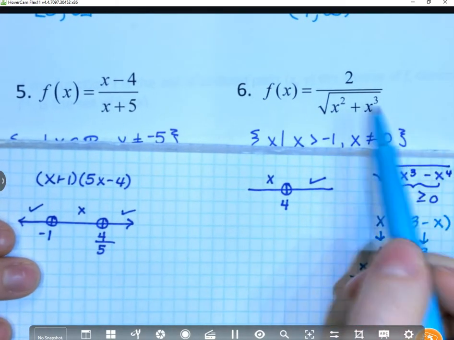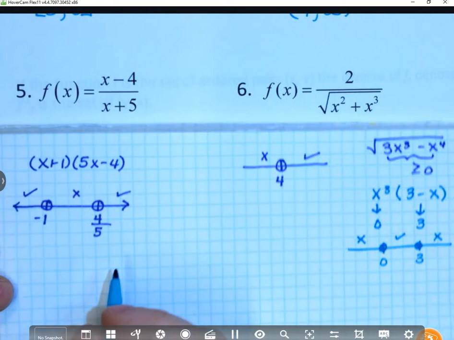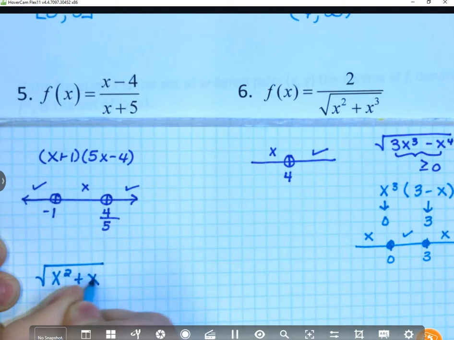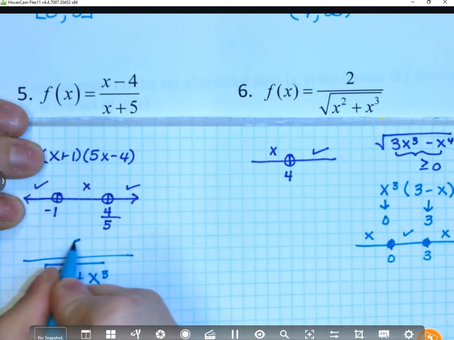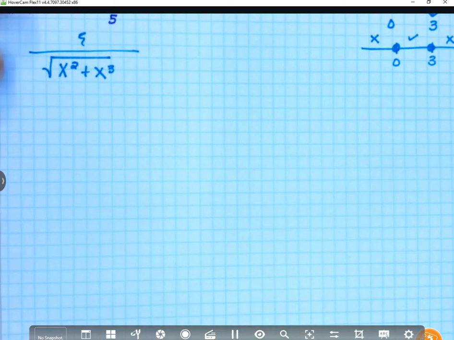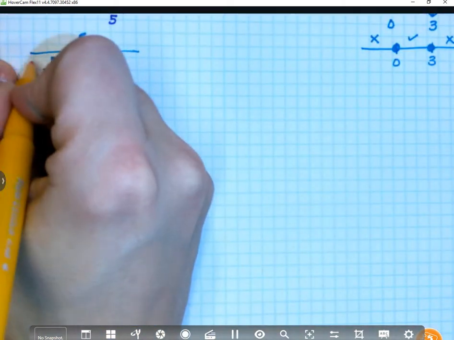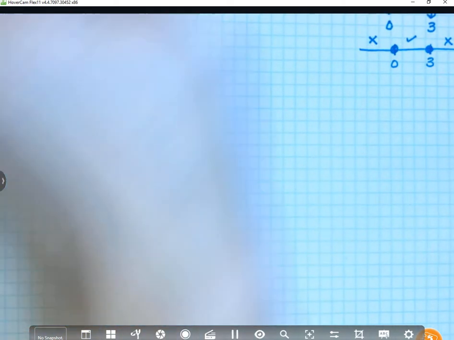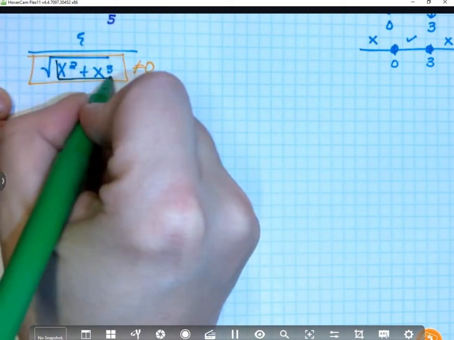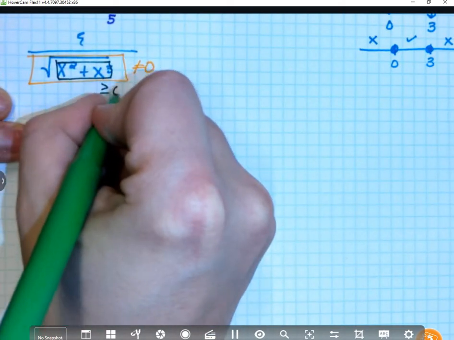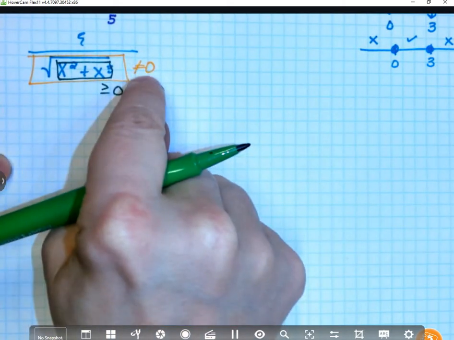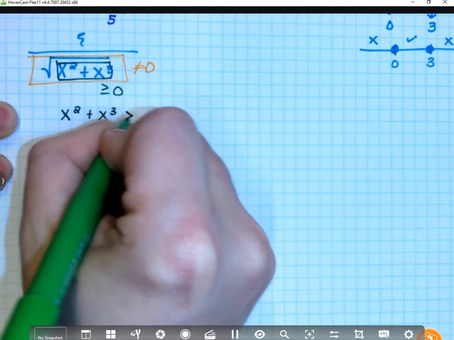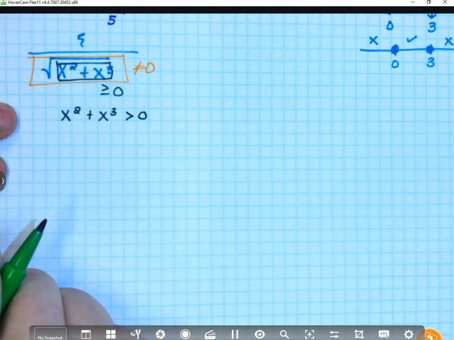So for number 6, are you okay with the fact that I don't care about the 2? Okay? So that means I'm looking at that square root of x squared plus x cubed, and that's in the denominator of stuff. So if it's in the denominator, I know immediately that that whole thing cannot be equal to 0. I also know that this guy, because it's under a square root, has to be greater than or equal to 0, but not equal to 0. So that means I'm going to solve x squared plus x cubed greater than 0. So far, so good.